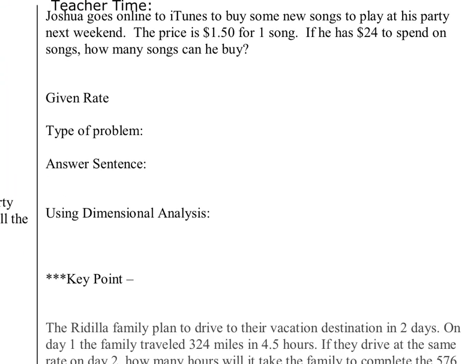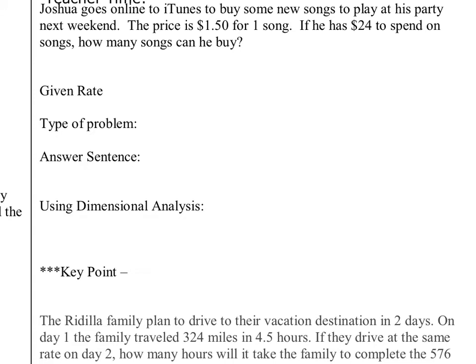So looking over here, we have a problem that looks very much the same. It says Joshua goes online to iTunes to buy some new songs to play at his party next weekend. The price is $1.50 for one song. So far, everything is exactly the same. Okay? Nothing is different here. However, it says if he has $24 to spend on his songs, how many songs can he buy? So we see that this is going to be a little bit different problem. It says how many songs can he buy? Our answer sentence should be: he will buy blank songs.